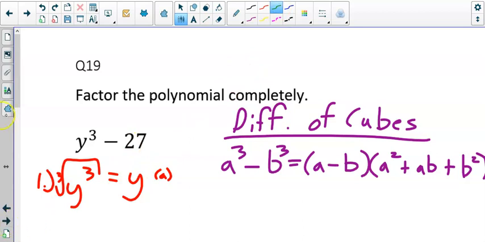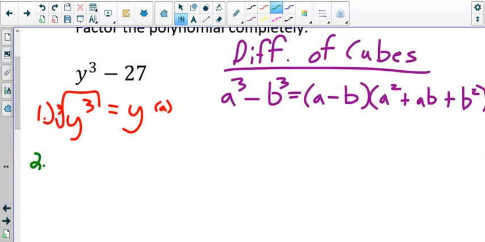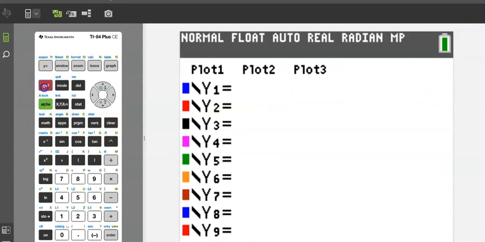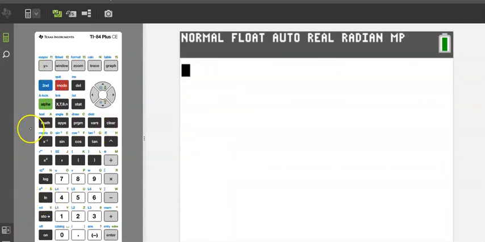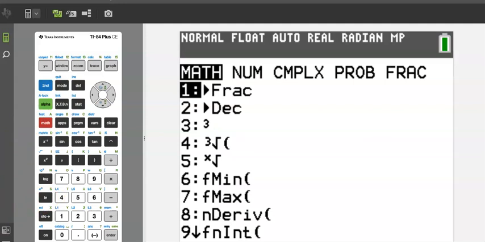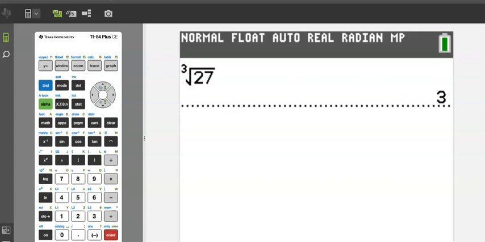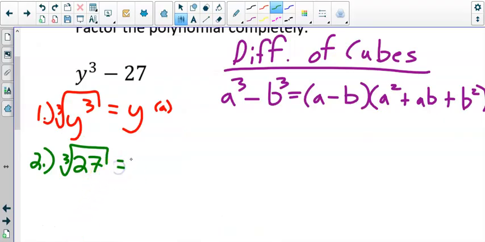Now we're going to take the cube root of the second term. Cube root of 27. In your calculator, if you don't know where the cube root is, clear that out real quick. Under math, it's right there at number 4. So you hit math, scroll down to number 4, hit enter, and all you got to do is push 27. And enter one more time. And now you know what B is.